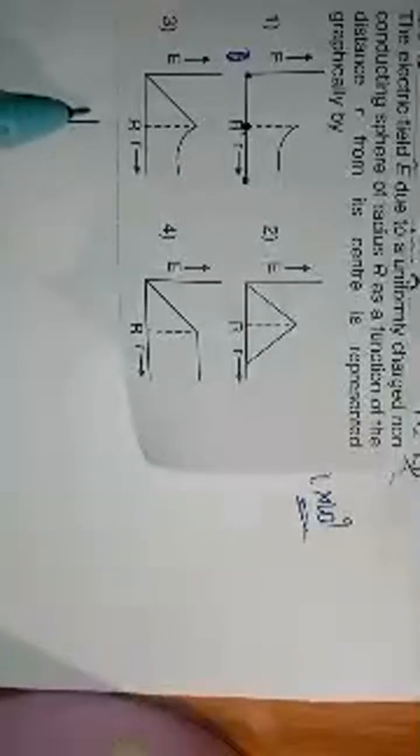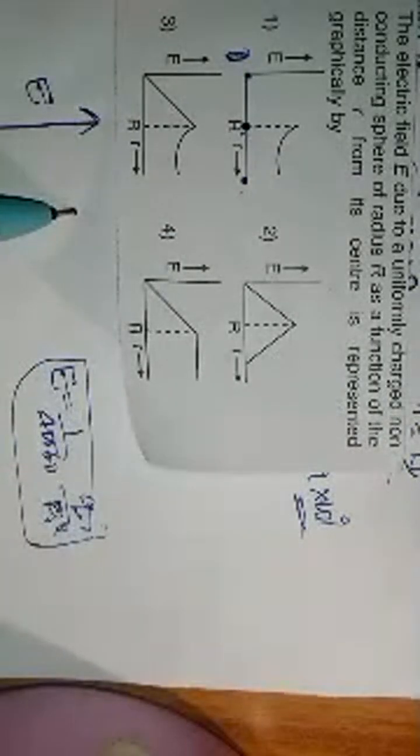So for the non-conducting sphere, we have the graph of E versus radius r, which is given by E is equal to 1 by 4 pi epsilon naught, q by r square, which is away from the surface of the sphere. This equation represents the electric field away from the surface of the sphere.